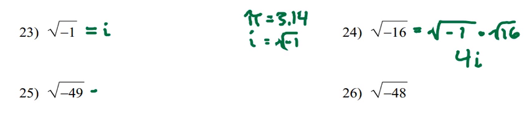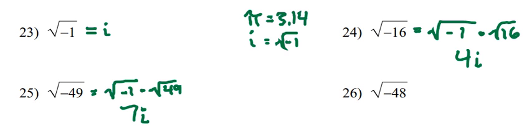Same thing with number 25: the square root of negative 1 times the square root of 49. The square root of 49 is 7, 7 times 7 is 49, and i is the square root of negative 1. And as a side note, i squared is negative 1, because if we square both sides of this, the square and the square root cancel each other out, and all we're left with is i squared is equal to negative 1.